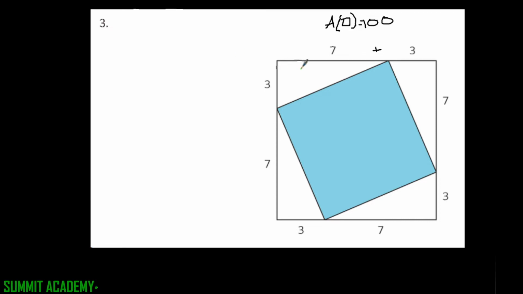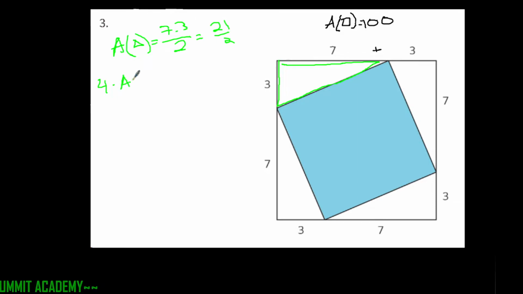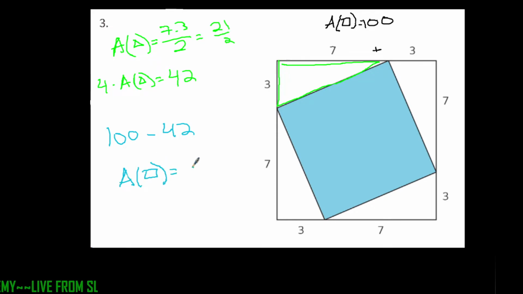We can find the area of each of these triangles. We could say the area of that triangle is going to be equal to 7 times 3 over 2, which is 21 over 2. And we take 4 times that amount, which is like 2 times 21, so that's going to be 42. Lastly, I have 100 minus 42, which gives me the area of the shaded region in blue, which is 58 units squared.